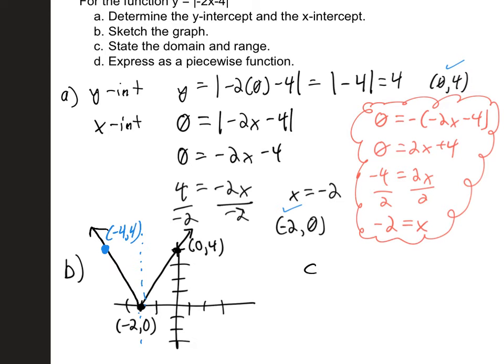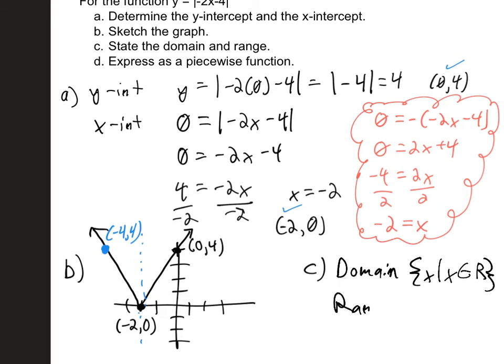All right, part C. State the domain and range. So our domain, this is the possible values of x. So it's x such that x is an element of the real number system. We can have values of x to the right towards infinity. We can have values of x to the left towards negative infinity. This graph will continue in both directions.